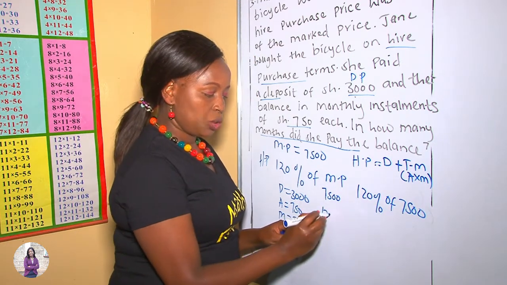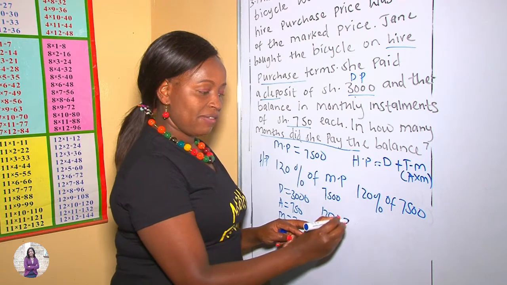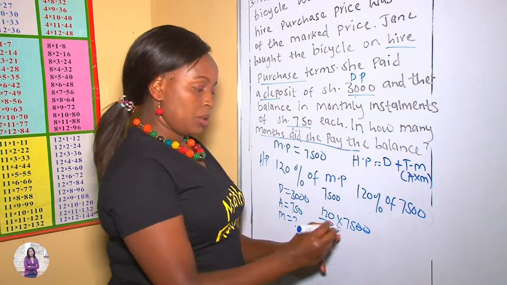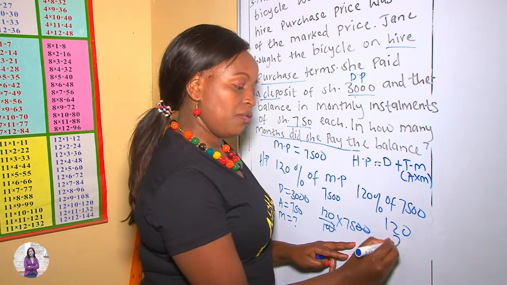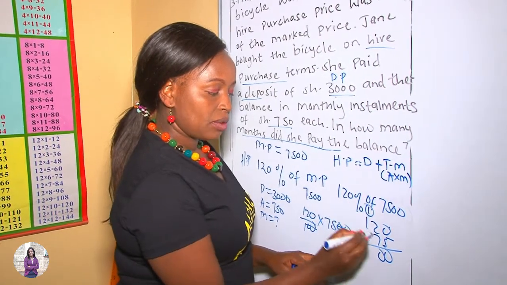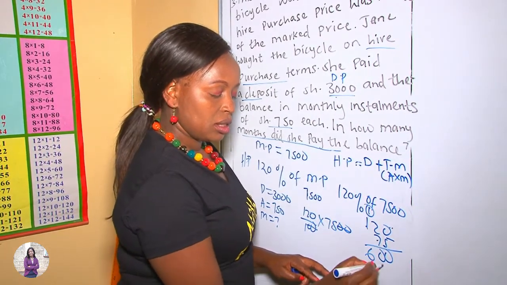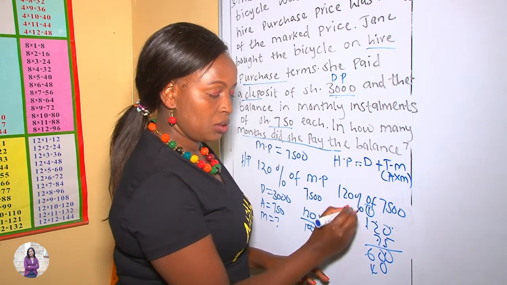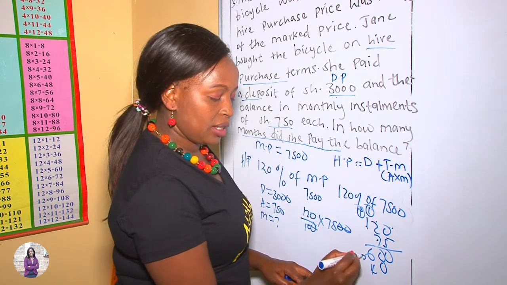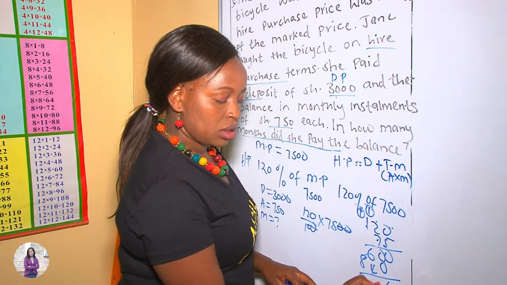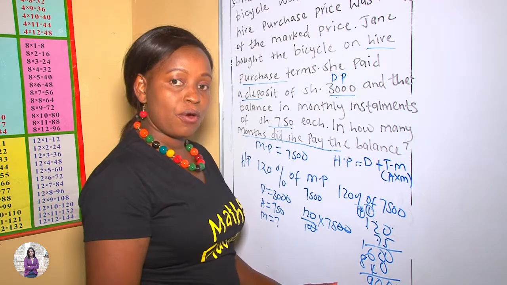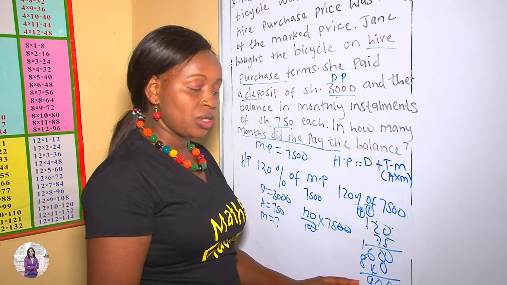Therefore, this is going to be 120 over 100 times 7,500. So 2 zeros, they cancel. You remain with 120 times 75, which is 0, 10, carry 1, 5 plus 1, 6, 0, 7 times 2 is 14, you carry 1, 7 times 1 is 7, plus 1 it's 8, 0, 0, 10, carry 1, 9. Therefore, he bought the item at 9,000 on a hire purchase.